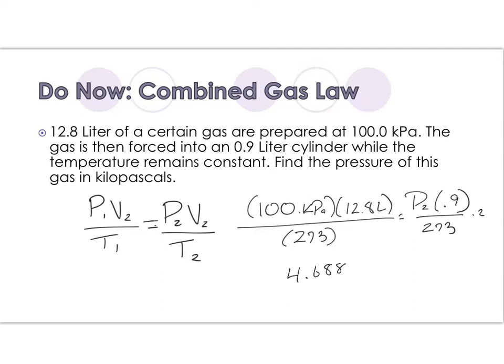You want to multiply 273 on both sides, and that crosses that out, and then divide by 0.9. You should have got your P2 that equals 1,422 kPa, kilopascals.